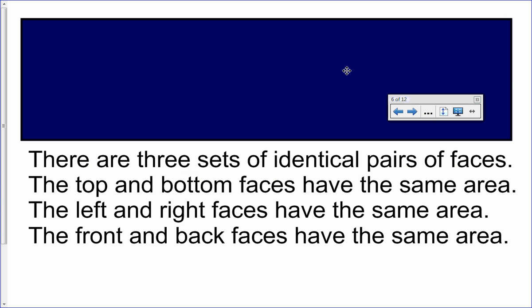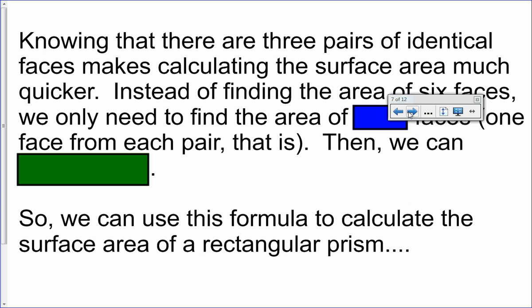There are 3 sets of identical pairs of faces. Top and bottom faces have the same area. The left and right faces have the same area. And the front and back faces have the same area. That's very important, as you will soon see.